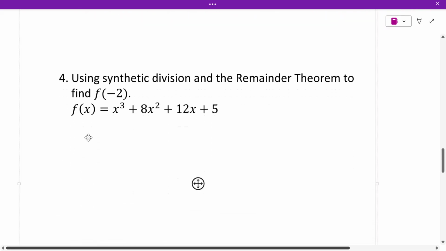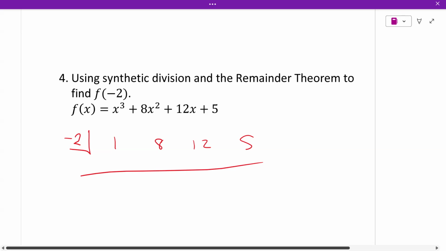Okay, the remainder theorem here. Negative 2 goes here. 1, 8, 12, 5. Then you do synthetic division. 1, what's negative 2 times 1? Negative 2, add we get 6. Multiply we get. Add we get. Multiply we get. So the remainder is 5. So what is our answer? 5. That's all you have to do. Pretty quick and easy.